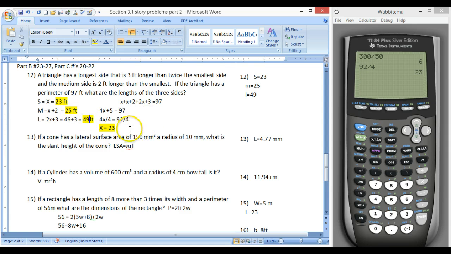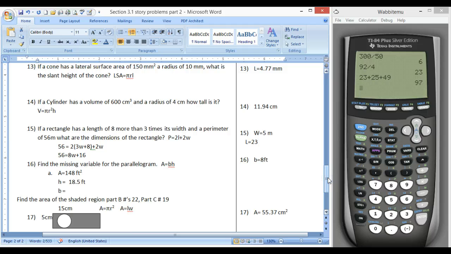And if I wanted to, I could double check that by adding all of those together to verify that it indeed gives me a perimeter of 97 feet. And so I could come over here and do 23 plus 25 plus 49, and it does indeed give me 97, so that's correct.